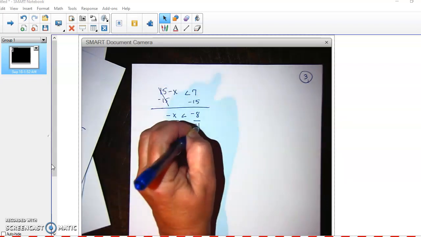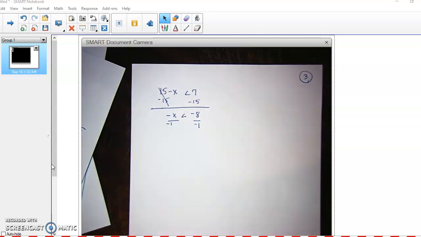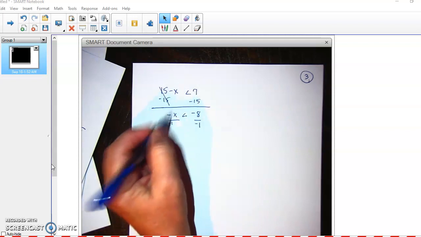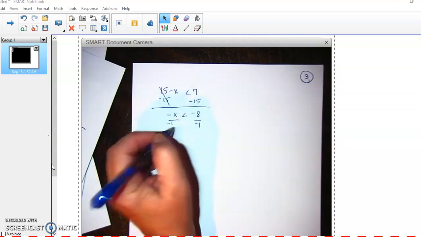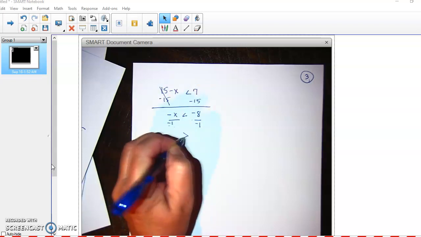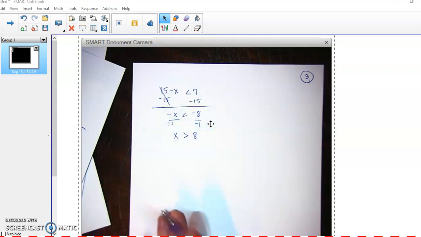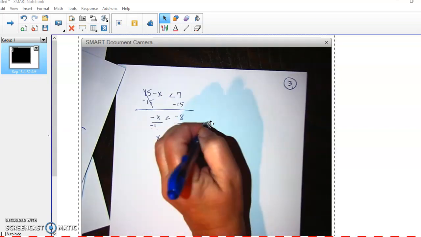Some people say you can multiply by negative 1 either way, because we want to eliminate that negative sign. And when you multiply or divide by a negative, right, which we did, this inequality symbol has to be reversed. And that's a rule you have to remember. Now let's graph it.